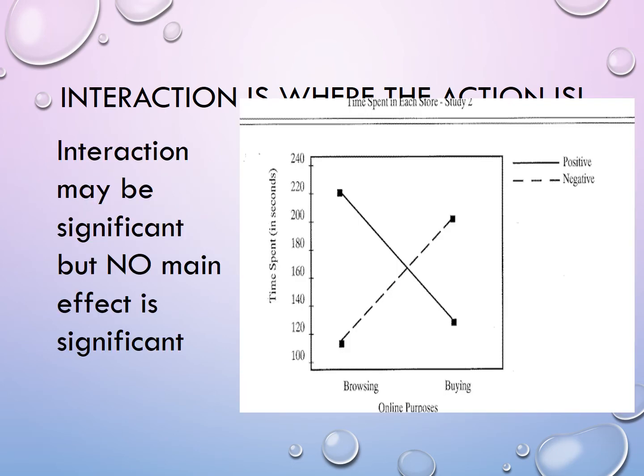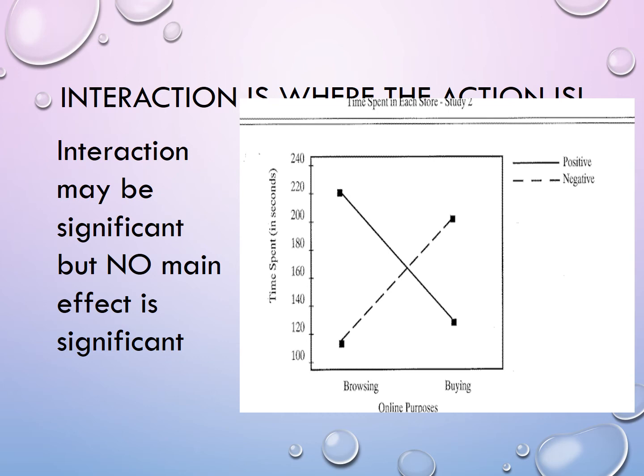So again, the interaction is where the action is, and this is a picture of an interaction effect. This would be a study, and the dependent variable is the time spent in seconds on a web page for a store. And then on the bottom, you get people who are browsing, and people who are buying. So you've got 2 different groups there. And then on the right, up in the top, you've got 2 different groups there. You've got positive or negative, right? So people were divided into either positive or negative on some variable.